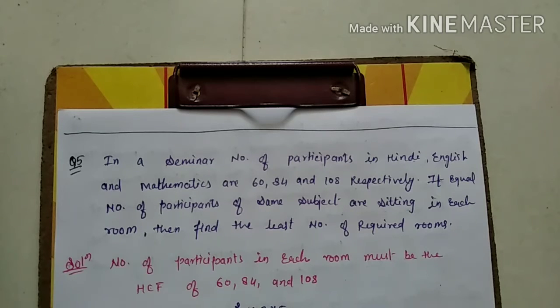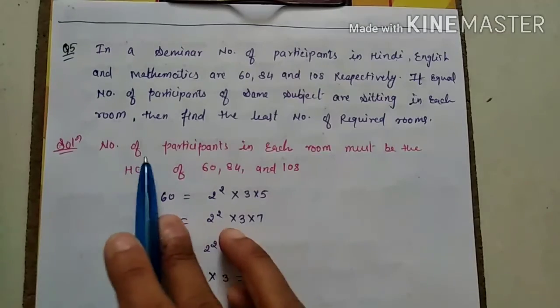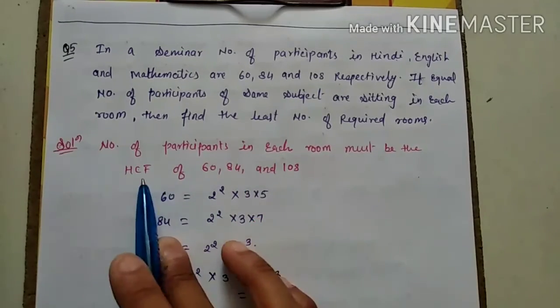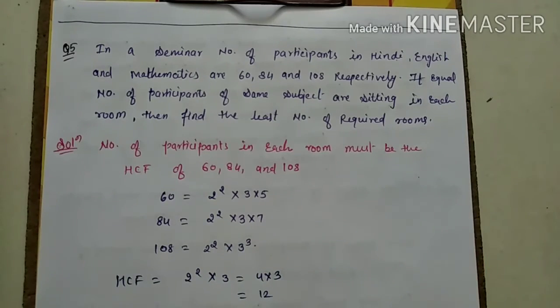Okay, so you have to find. Now tell me, if I find LCM, I will get the highest number of rooms, correct? I have to find the least, in the sense the very low number, so I have to take HCF. What I have to find here? HCF. Okay, now I have done the solution. Just check. The number of participants in each room must be the HCF of 60, 84 and 108. Obvious, because I have to take the minimum number of students. So I have to take 60, 84 and 108.